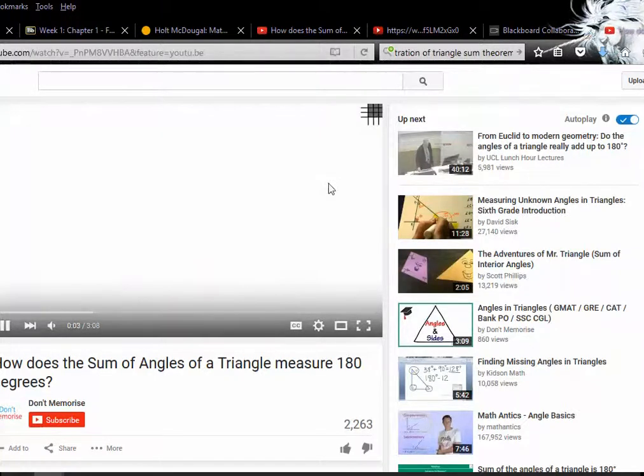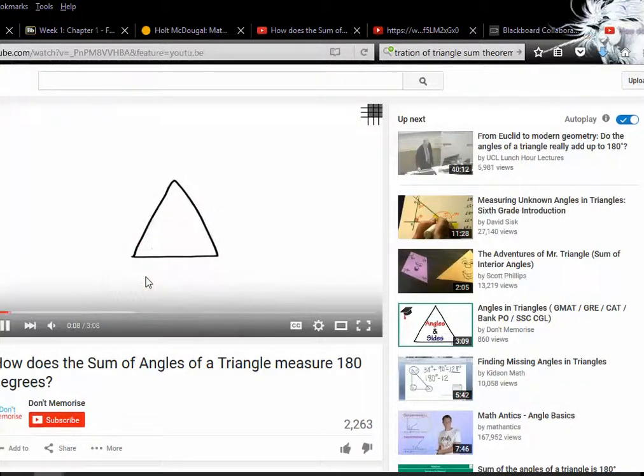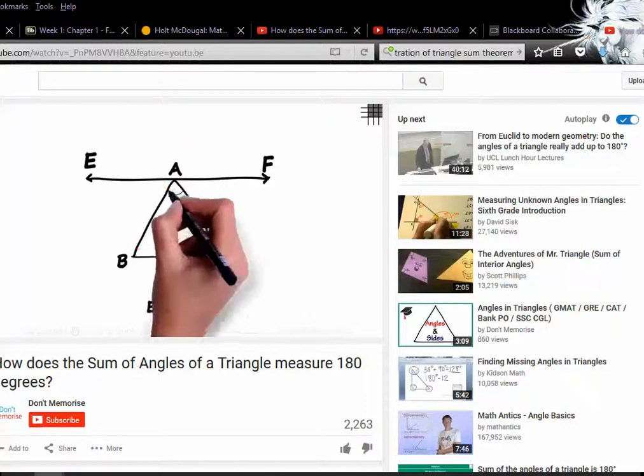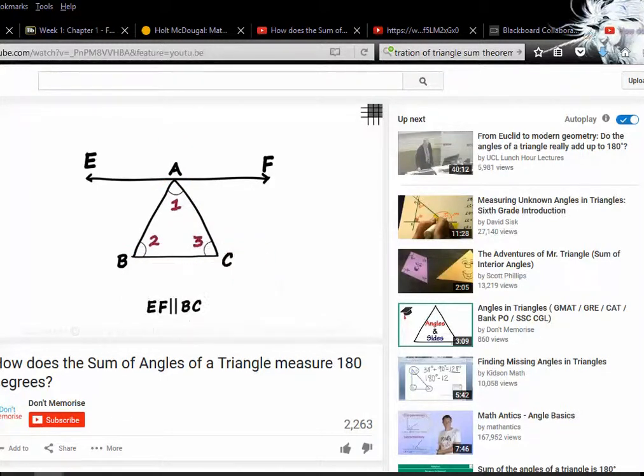We know that the sum of angles within a triangle is 180 degrees. Let's prove that for triangle ABC. To prove that, we need to do a small bit of construction. We draw a line EF passing through point A and parallel to BC. It will look like this. It passes through point A and is parallel to BC. You can see that many angles are formed. Let's name them. Let this be angle 1, let this be angle 2, and let this be angle 3.